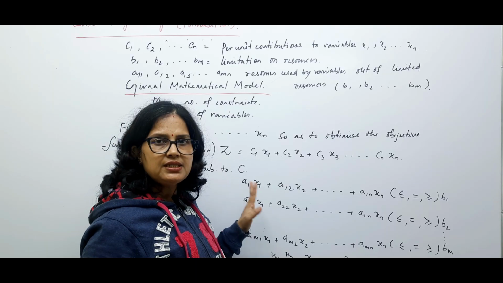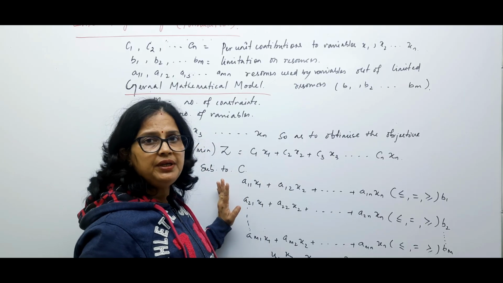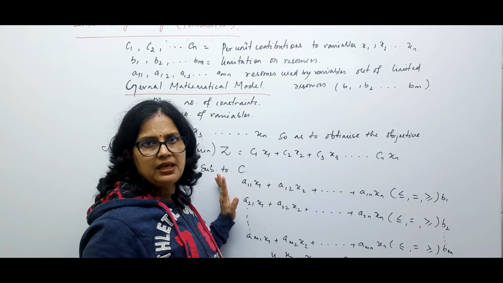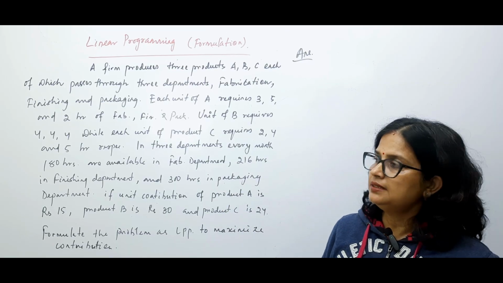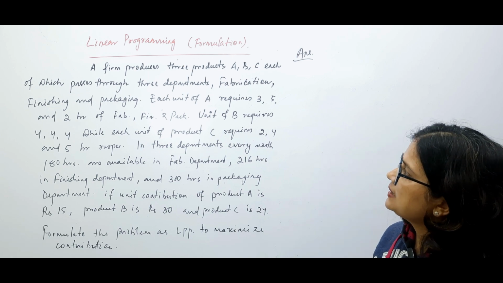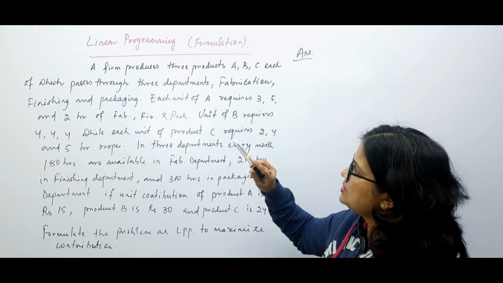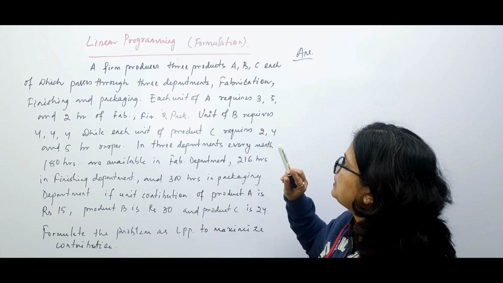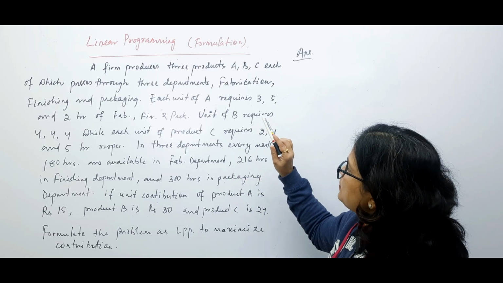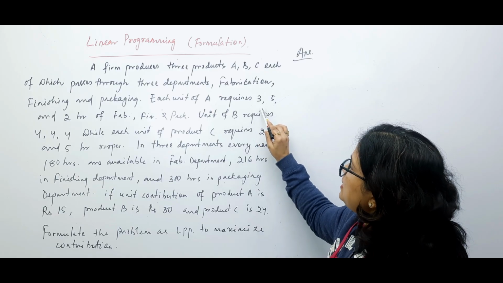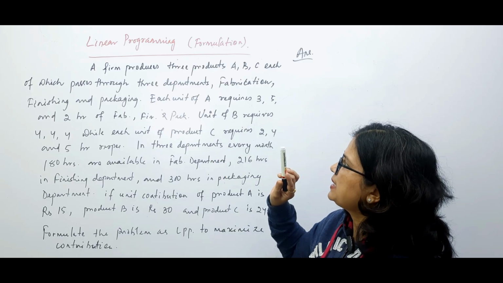Let us take one example and see how we are going to solve the linear programming formulation. So the question is like this: a firm produces 3 products A, B, C, each of which passes through 3 departments: fabrication, finishing and packaging. Each unit of A requires 3, 5 and 2 hours of fabrication, finishing and packaging.